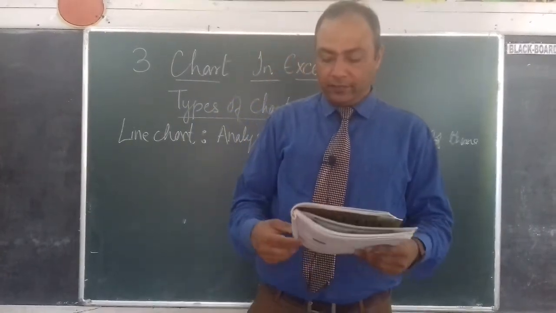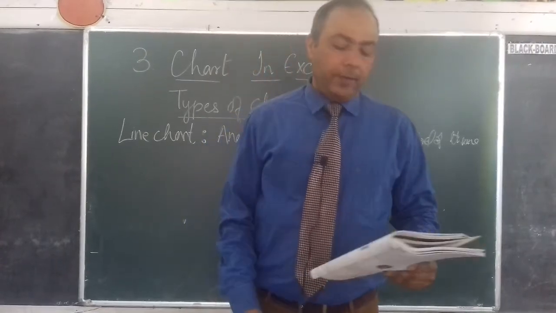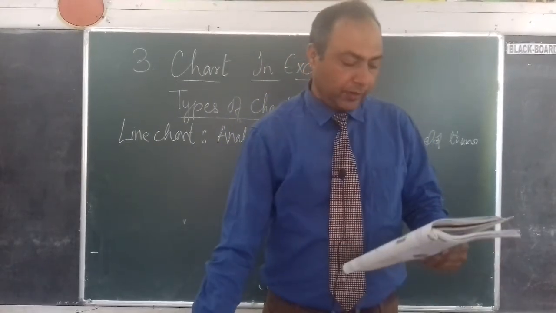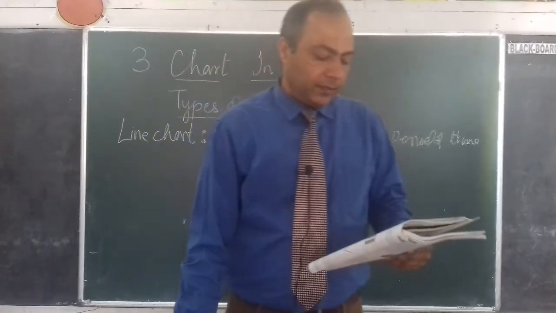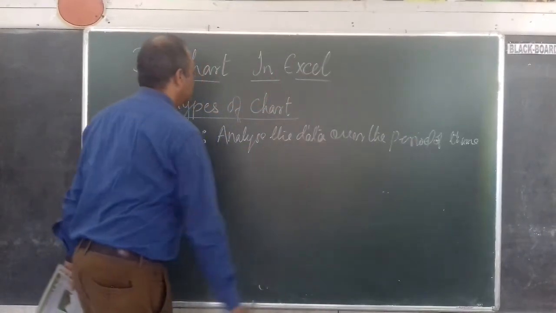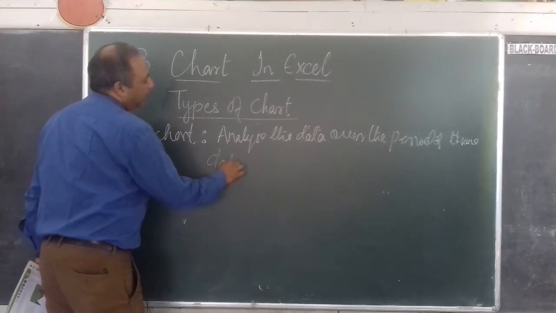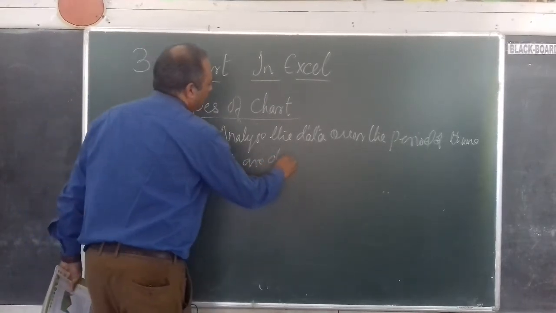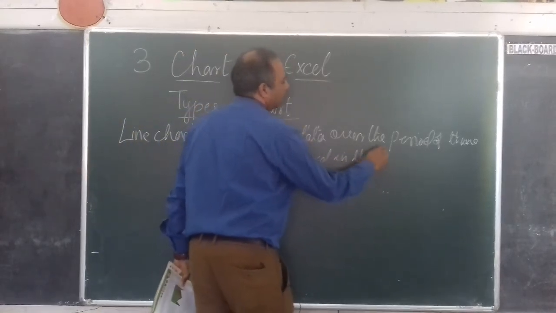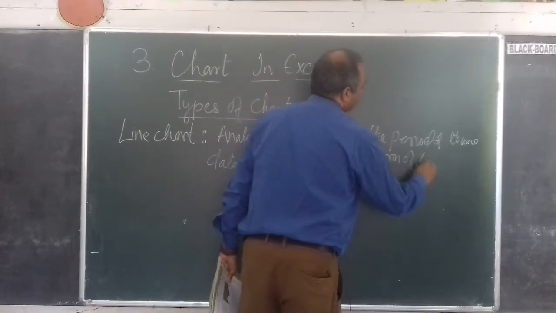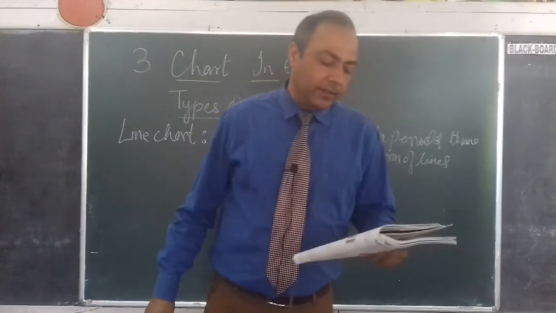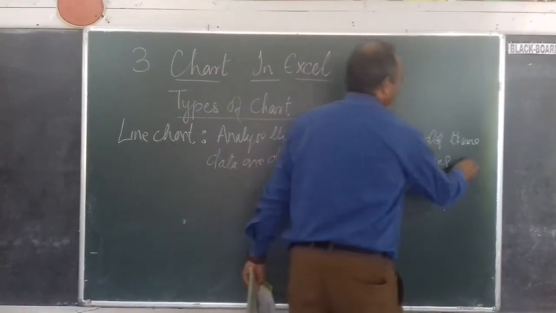You can see the line chart in figure 5. You can compare the different lines and see whether there are changes or not. The changes can be observed through the lines, and we can analyze the data. The line chart displays data in the form of lines. So how does the line chart display the data? Data are displayed in the form of lines at equal intervals.